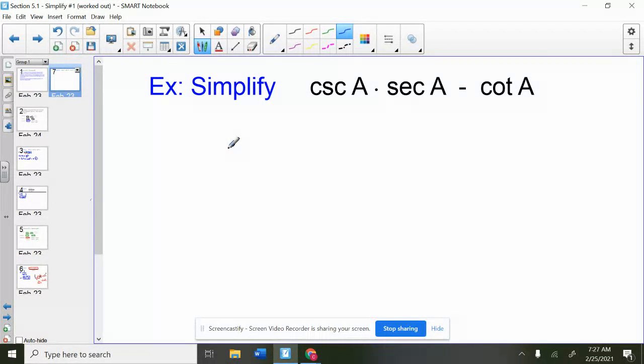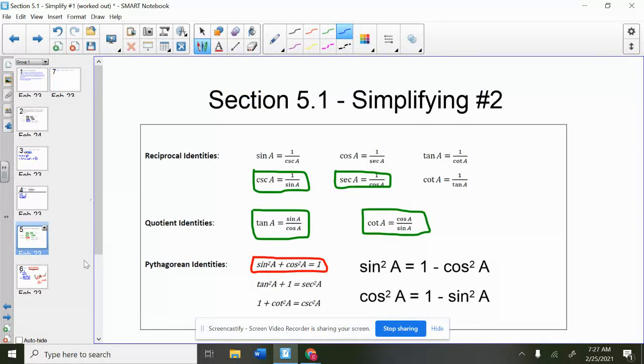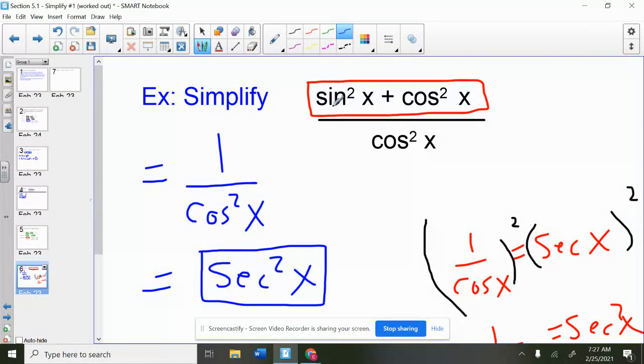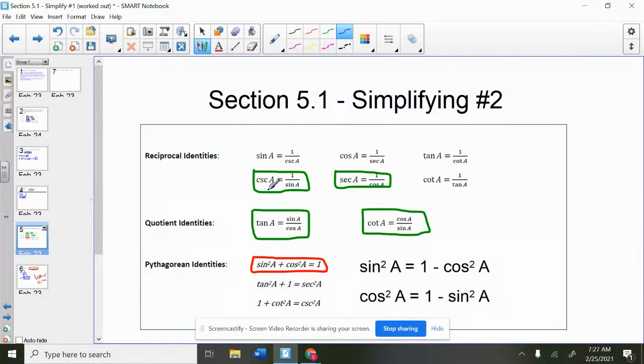Okay, let's look at one more: cosecant times secant minus cotangent of A. None of these are squared, which is okay. I want to point out, going back to this last example, if that just said sine plus cosine, that's not equal to 1. Notice these down here are all squared. You can't just square root both sides and think that's going to work, because it won't.